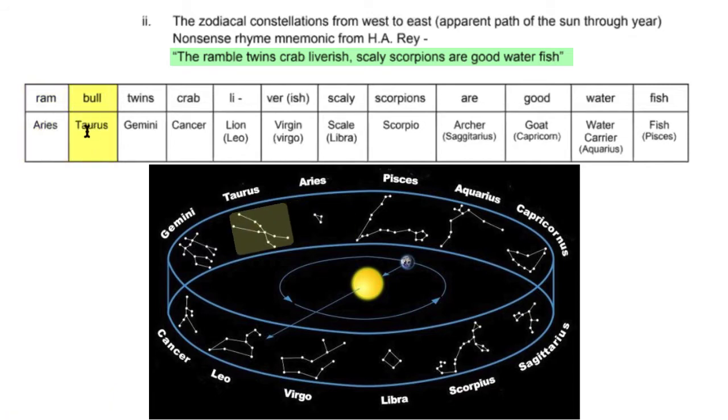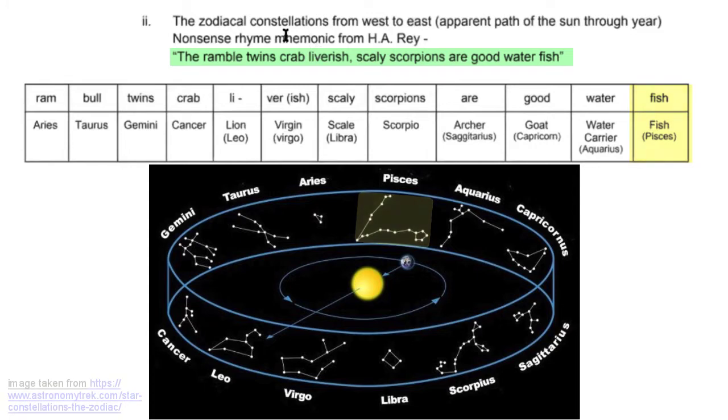The ram is Aries. The bull is Taurus. Twins is Gemini. Crab is Cancer. Li is for lion, which is Leo. Ver is for Virgo, the Virgin. Scaly is the scales, Libra. Scorpions is just Scorpio, that's easy. The next is for the archer, that is Sagittarius. Good is for goat, that is Capricorn. Water is the water carrier, or Aquarius, and fish is Pisces.